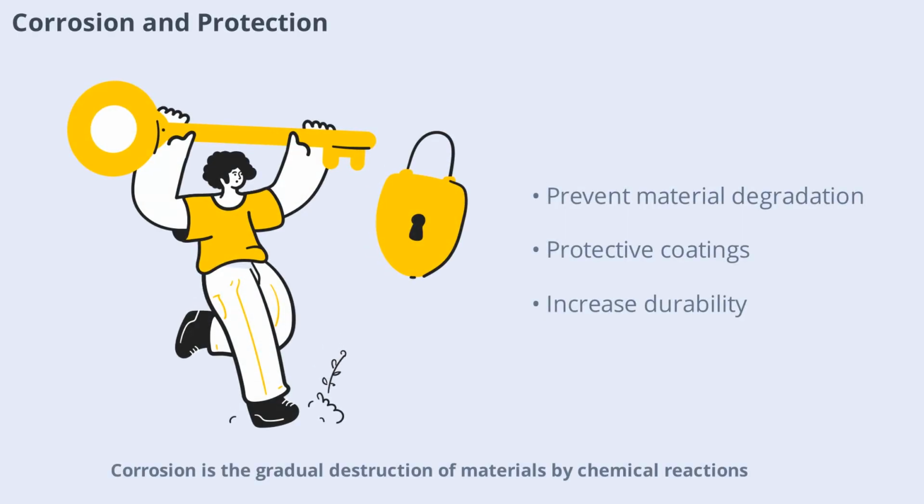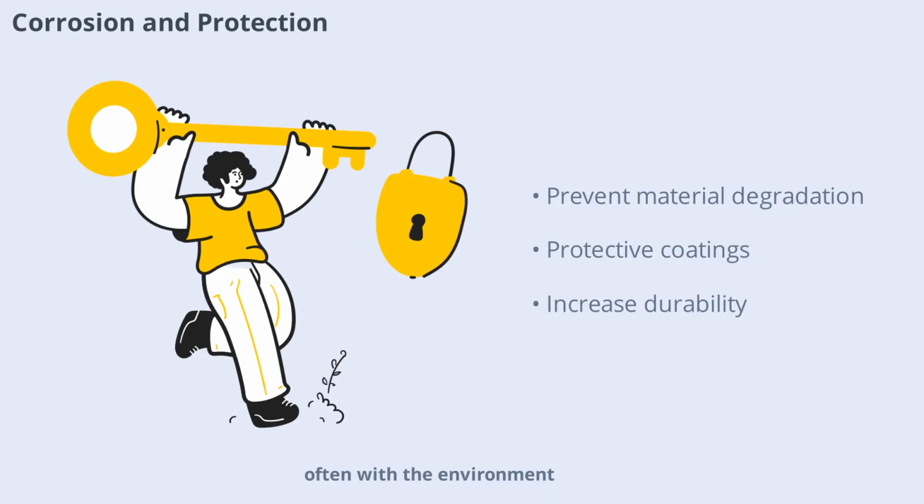Corrosion is the gradual destruction of materials by chemical reactions, often with the environment. Materials engineers develop coatings and treatments to protect metals and other materials from corrosion. This work is vital for infrastructure, transportation, and any application where durability is key.